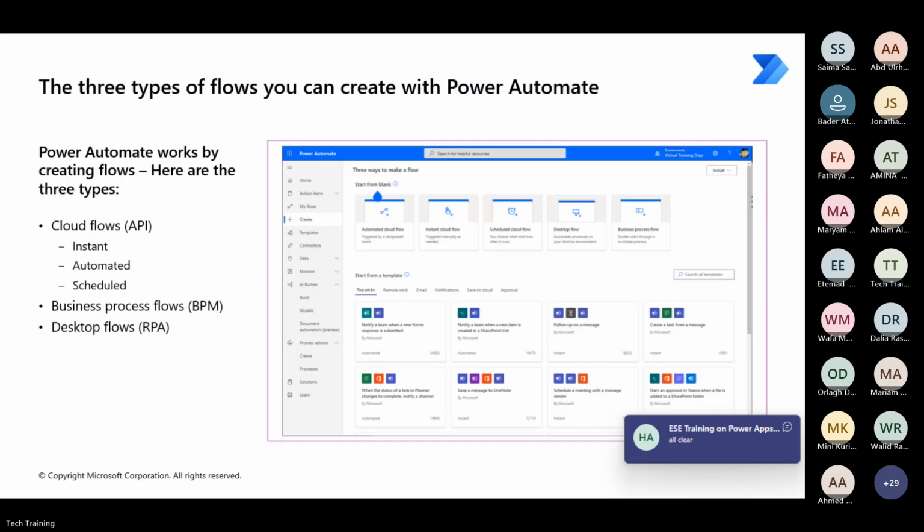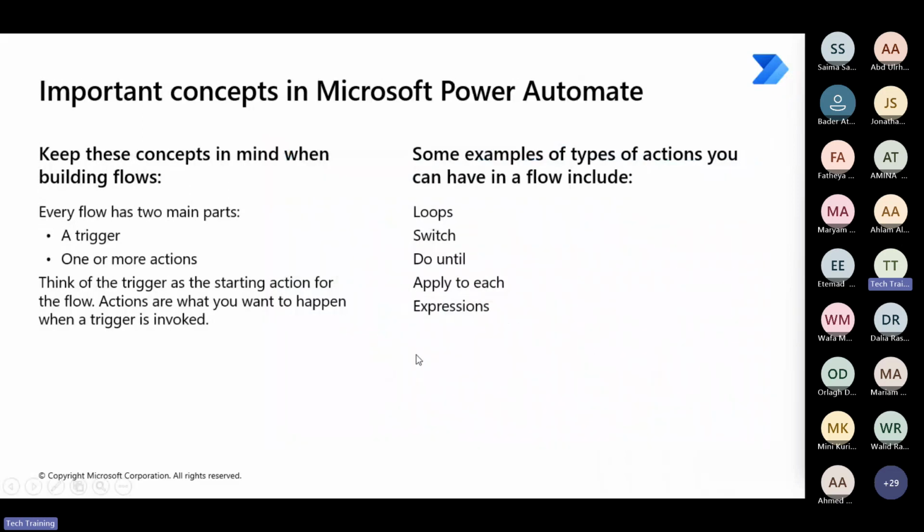Again, this is what we have seen about Automate. Important concepts that we need to keep in mind when building a flow. Of course, the trigger and the action. We have one trigger for each automation. If we need more than one trigger, we need to do something related to functions and expressions, and one or more actions. But basically, we have one trigger to run the flow.